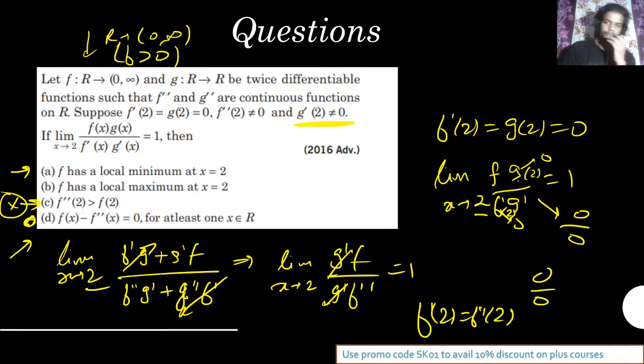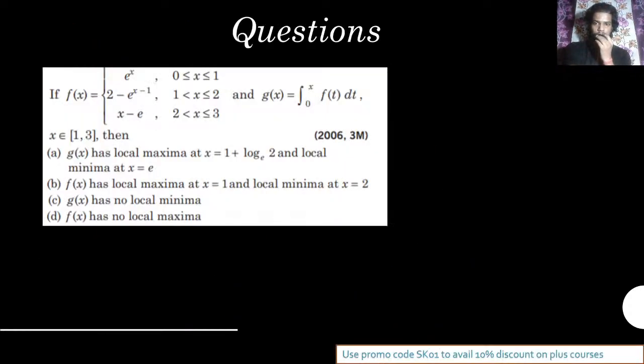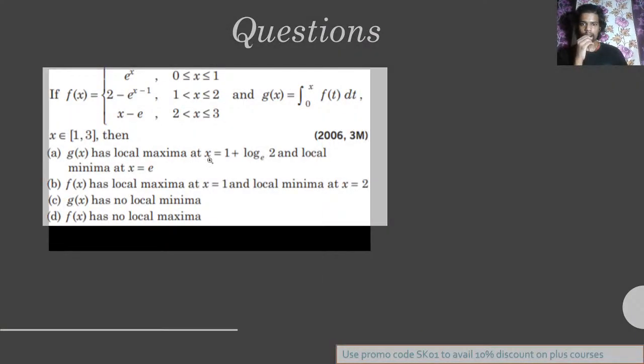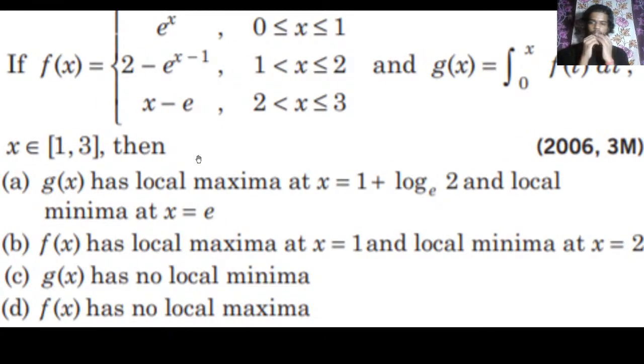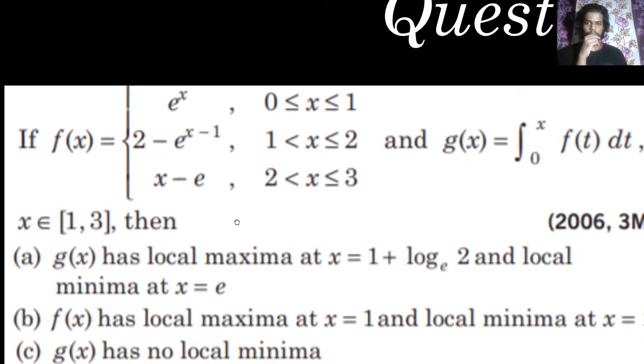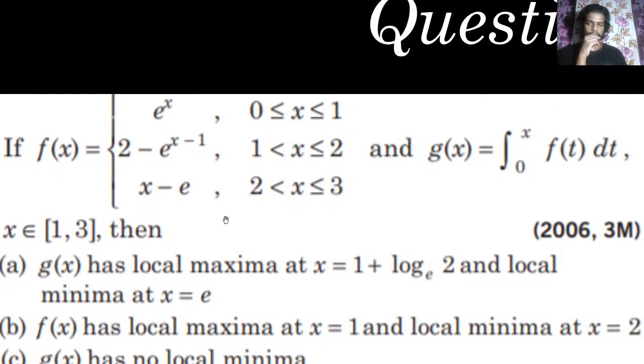Okay, fine. So let's try to do the next question, and the next question is this. The question is, if f(x) equals this and g(x) equals this, then g(x) has local maxima at this, f(x) has local maxima. I guess this is more than one, correct? So I'll just hold it down so that you can at least read the question.